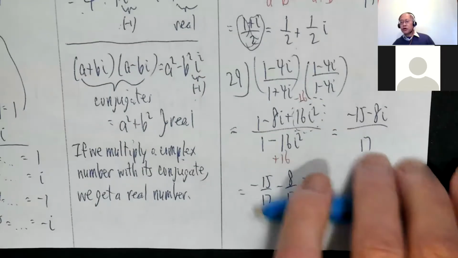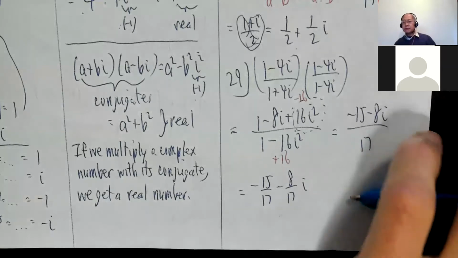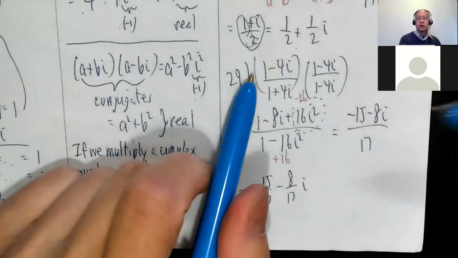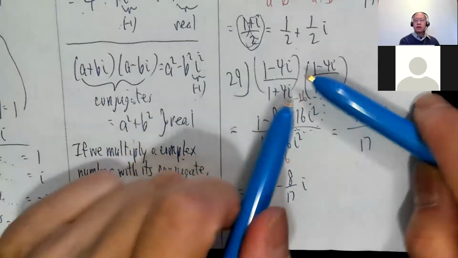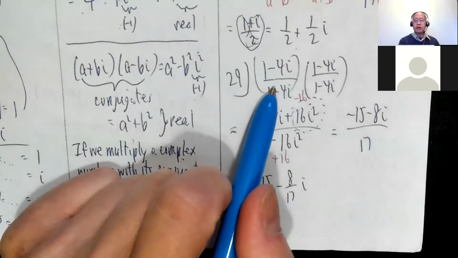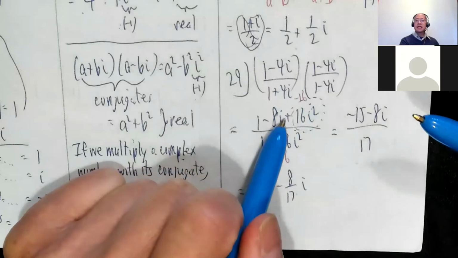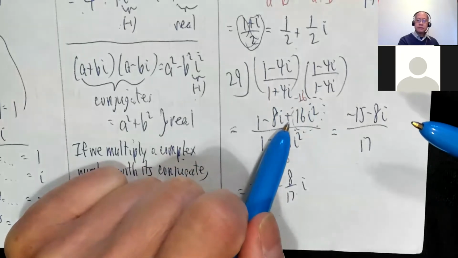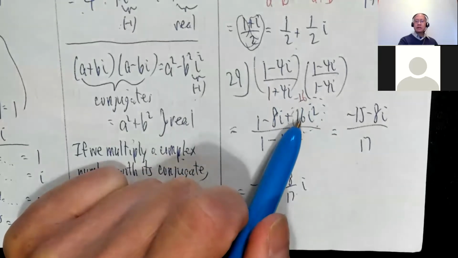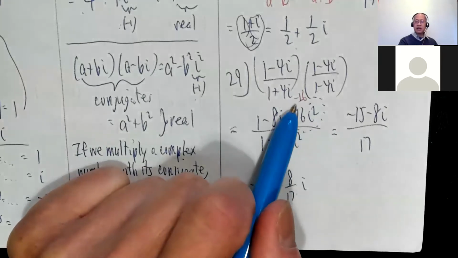And then you just kind of FOIL out from there. On top, it's a square of a binomial. So that's 1 minus 8i. There's a minus 4i and another minus 4i, so minus 8i. Plus 16i squared. And we know 16i squared is 16 times -1, so that's -16.